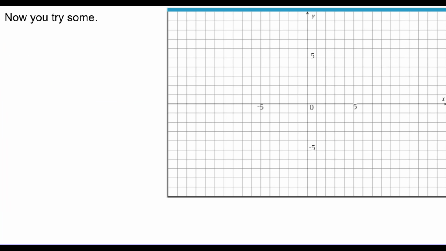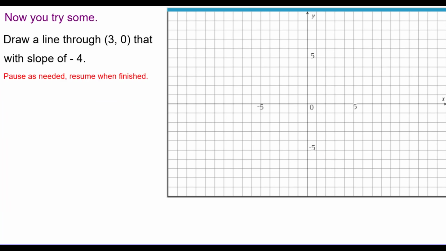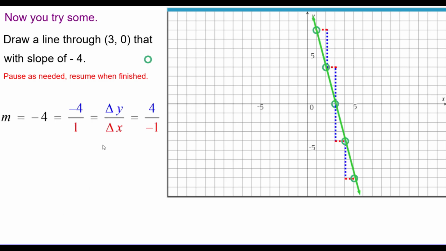Now you try some. Draw a line through 3, 0 that has a slope of -4. Press pause as needed. Resume when you're finished. So -4 should be thought of as -4 over 1, which is from the point 3, 0 down 4, right 1, down 4, right 1. Or the other direction, up 4, left 1. Sorry, didn't mean to move that.